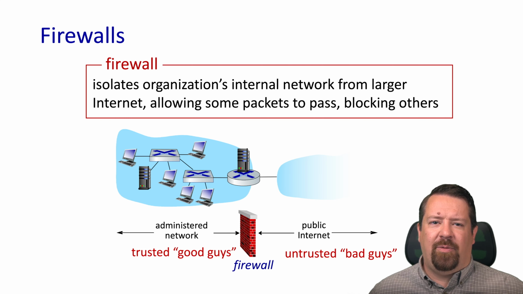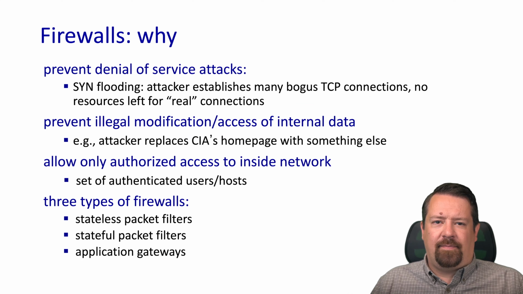A firewall is the name for a middle box that isolates our internal organization's network from the larger public internet, and it determines that some packets should pass through and others should be blocked. Usually there is a concept that those on the inside of the network are trusted, and those outside the firewall are untrusted. So what are some of the attacks that firewalls try to prevent?